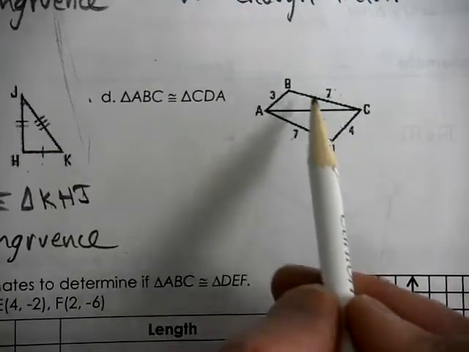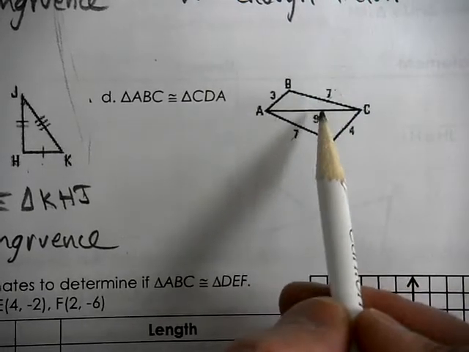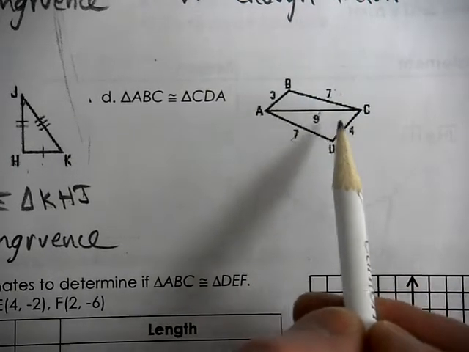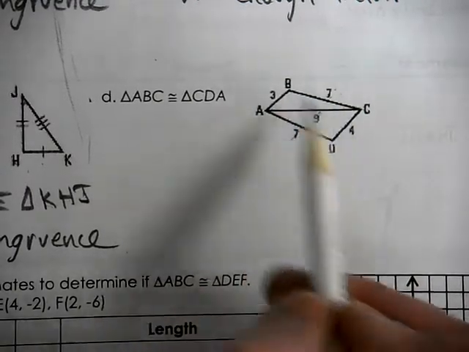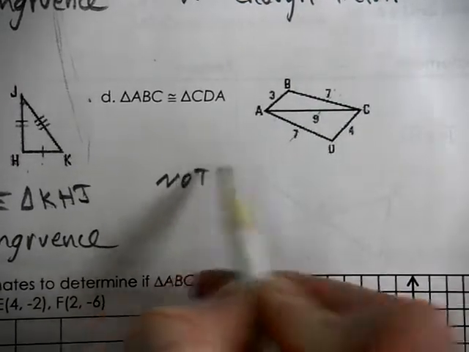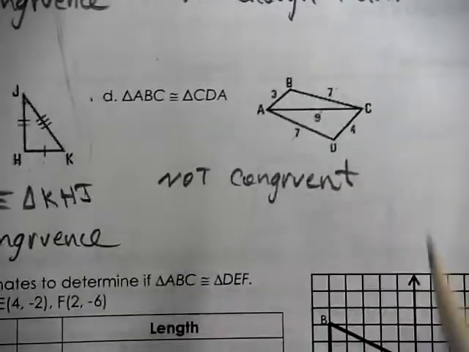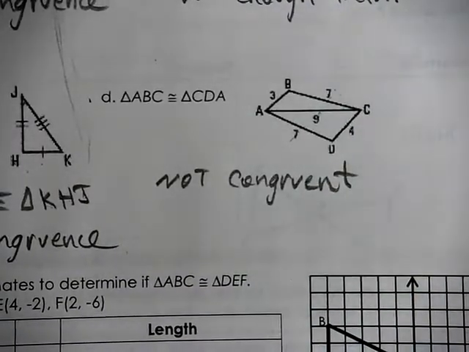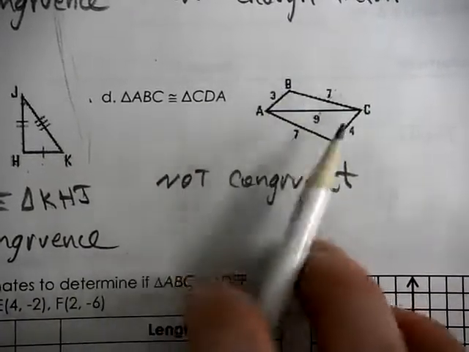But my third sides are not the same. I have a 7 in both. I have a 9 in both. I have a 4, but this side's a 3. So they're not congruent. I wouldn't even call it not enough information. The information is clearly here. A 3 and a 4, they don't match.